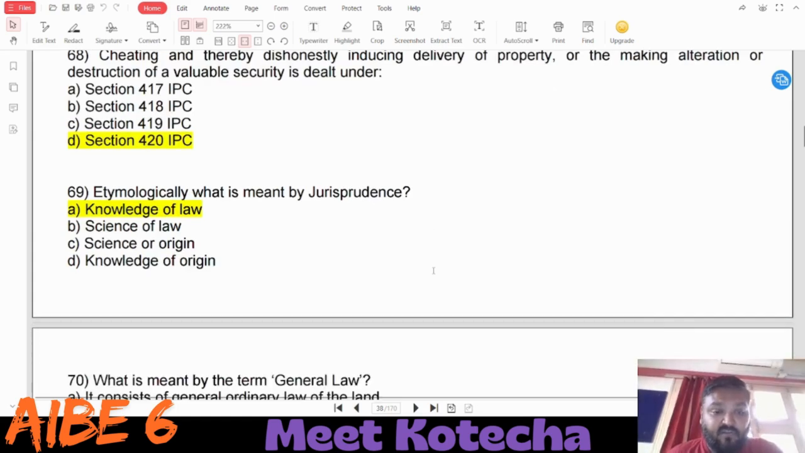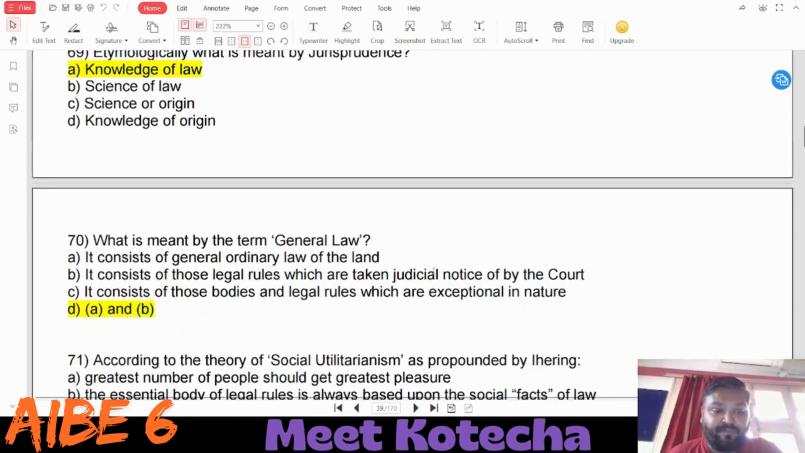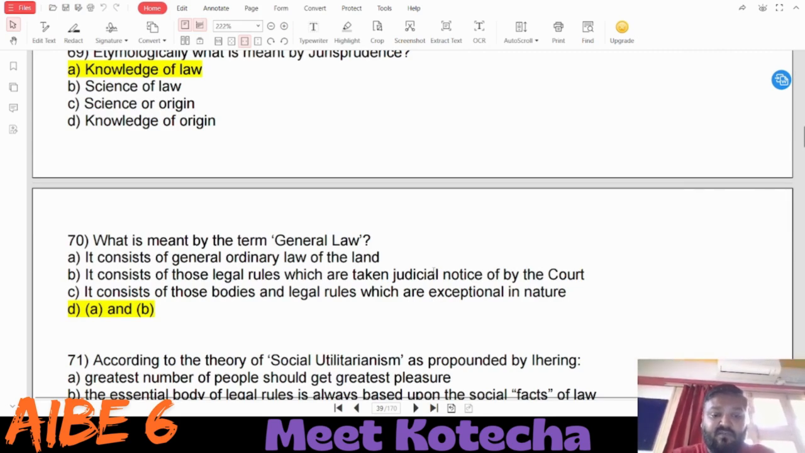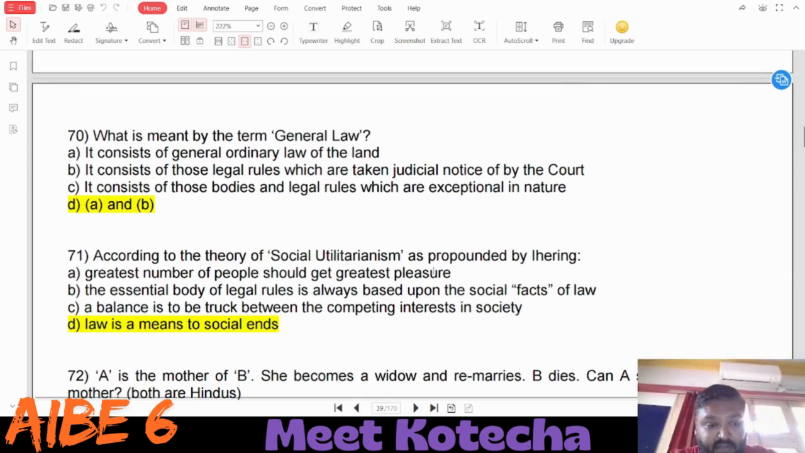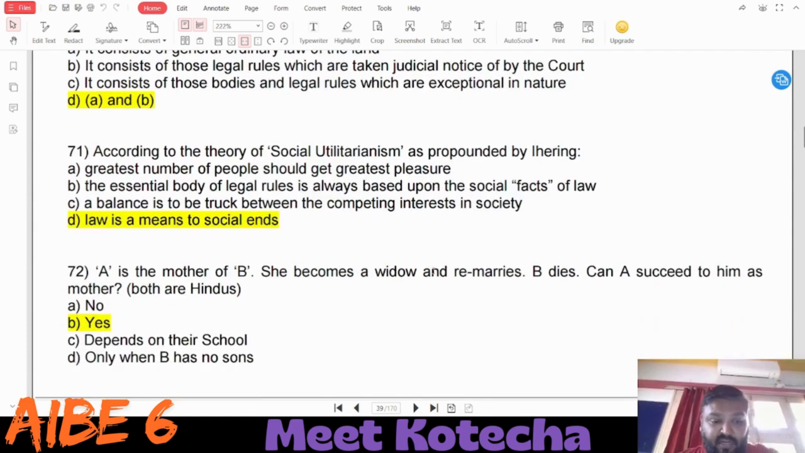Etymologically, what is meant by jurisprudence? Knowledge of law. What is meant by the term general law? It consists of the general ordinary law of the land, and it consists of those legal laws which are taken judicial notice of by the court. According to the theory of social utilitarianism as propounded by Bentham, law is meant to serve social ends.